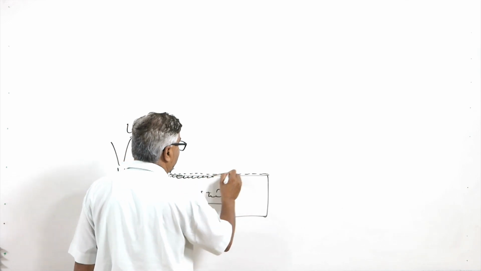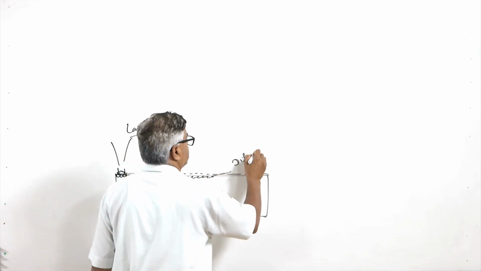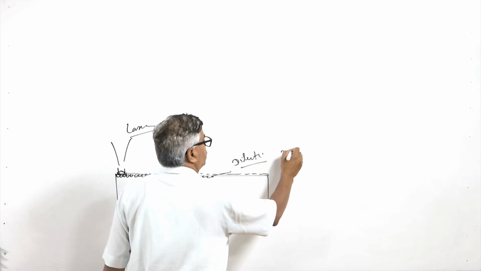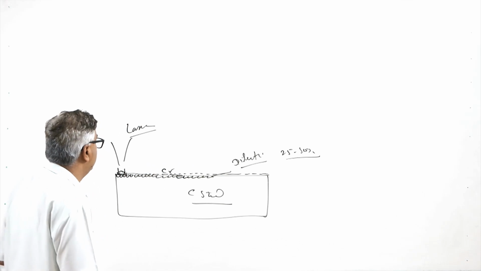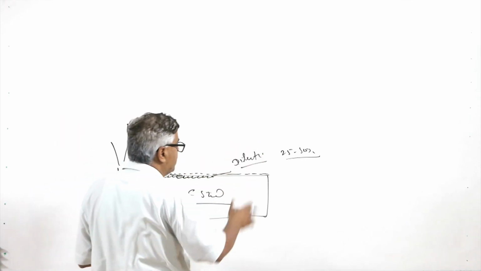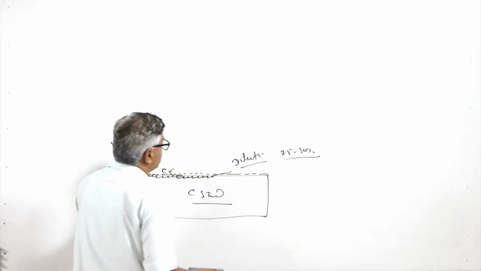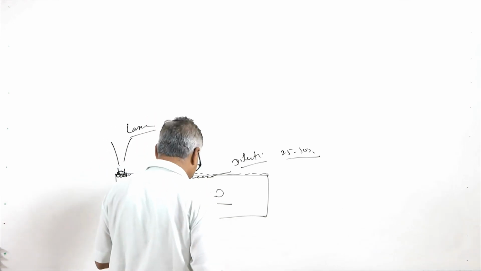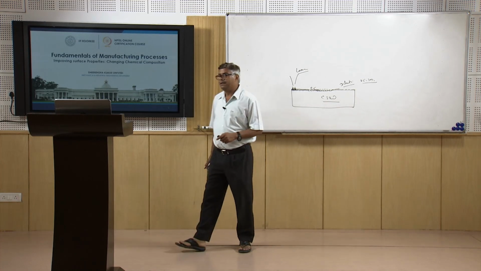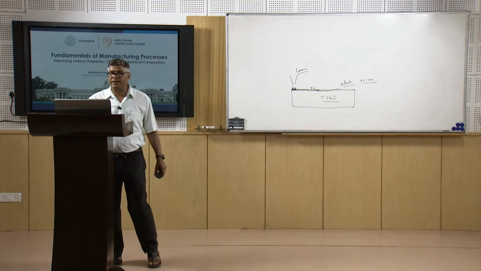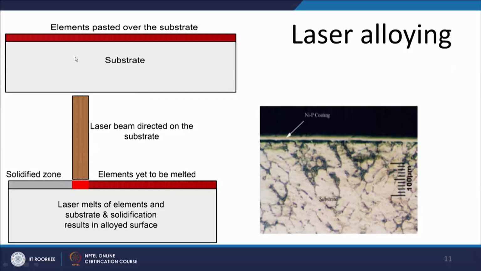The dilution levels in this case are much higher, maybe 25 to 50%, where a lot of melting of the base metal takes place for mixing with the elements placed at the surface. This is how the composition of the surface layers can be modified in order to achieve the desired properties at the surface. This is what we can see here in laser alloying.